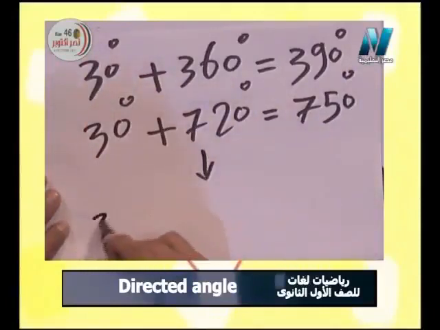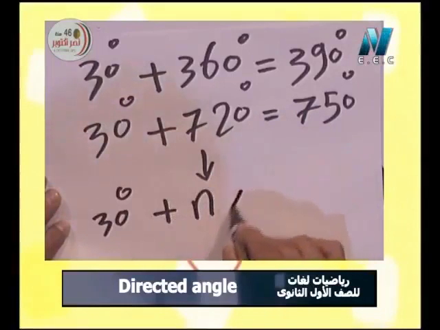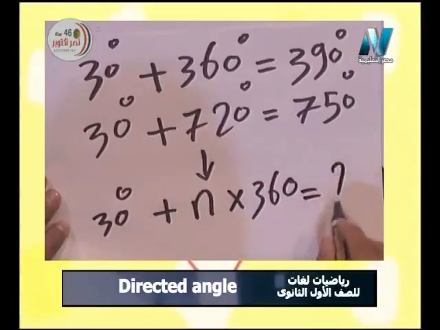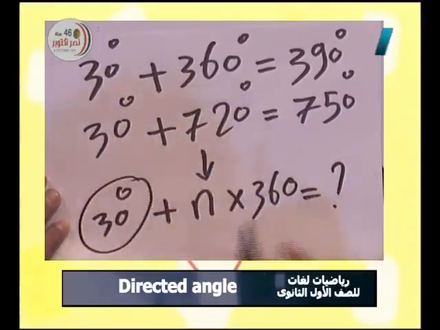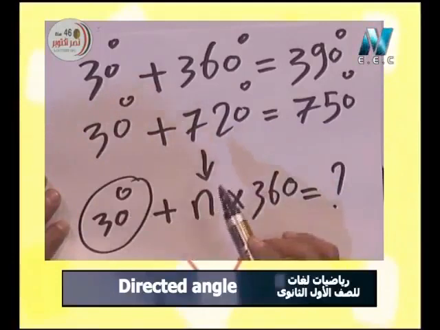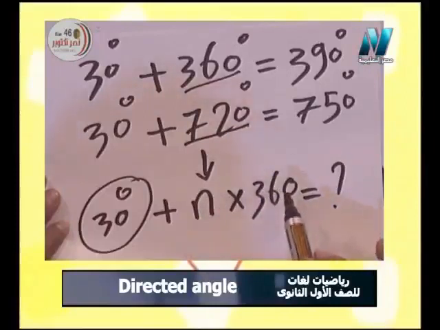So 30 plus any number of rounds, which we call n, multiplied by 360, the answer will be an angle equivalent to the 30-degree angle. So if we want to find the positive angles equivalent to 30 degrees, we add 360, 720, or 3 times 360, or 4 times 360, and so on.